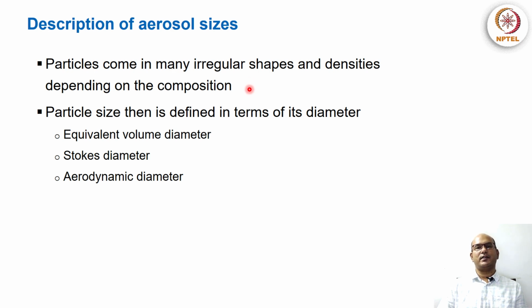So they will be very irregular in shapes and densities. So we have to somehow normalize them so that we can compare different aerosols from different sources, perhaps how they are behaving in terms of deposition. So we need to normalize them. Particles can then be defined in terms of their diameter, and we have three types: equivalent volume diameter, Stokes diameter, and the aerodynamic diameter.